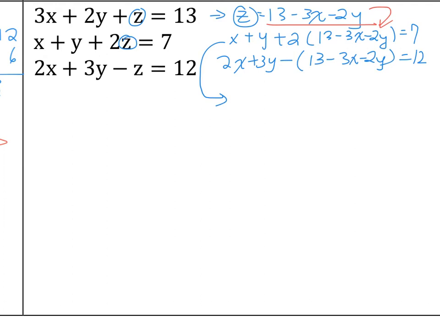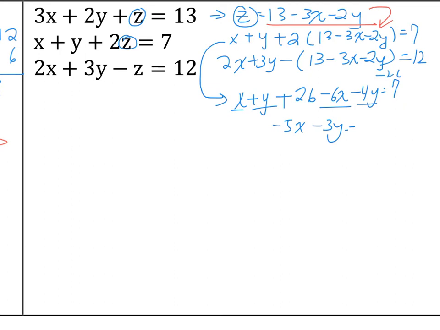And now I'm going to simplify this. X plus y plus 26 minus 6x minus 4y equal to 7. And then x minus 6x is negative 5x, plus y minus 4y is negative 3y. And then 7 minus 26 gives you negative 19.